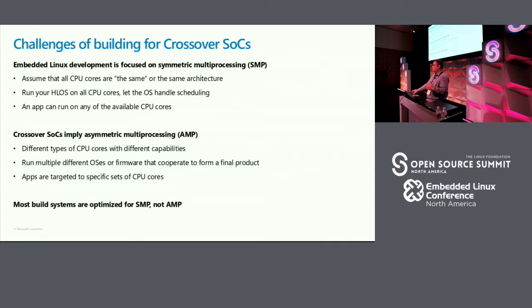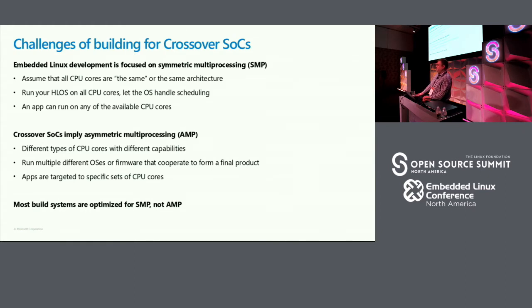And it assumes that you're going to run Linux on all your cores. You're going to run your high-level OS, you're going to let the OS handle your core scheduling on what program ends up where, and that really, at the end of the day, any app can run on any core. And all of those assumptions kind of melt away when you start talking about crossover chips that have very heterogeneous sets of capabilities on their CPU cores.